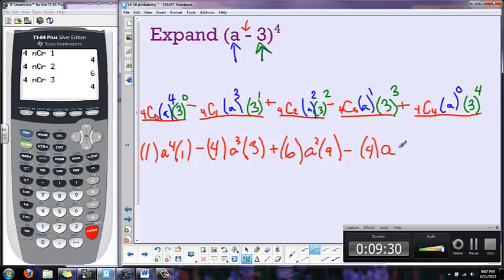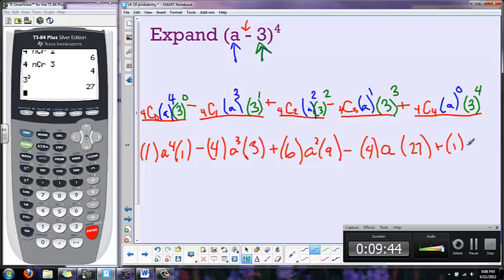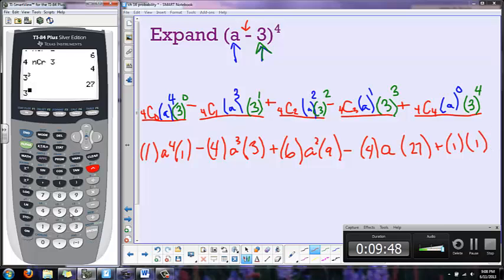a to the 1st power, 3 cubed is 27. 4 to the 1st, that's the exact same thing as 4 to the 0, which was a 1. a to the 0 power is another 1, and 3 raised to the 4th power is 81.